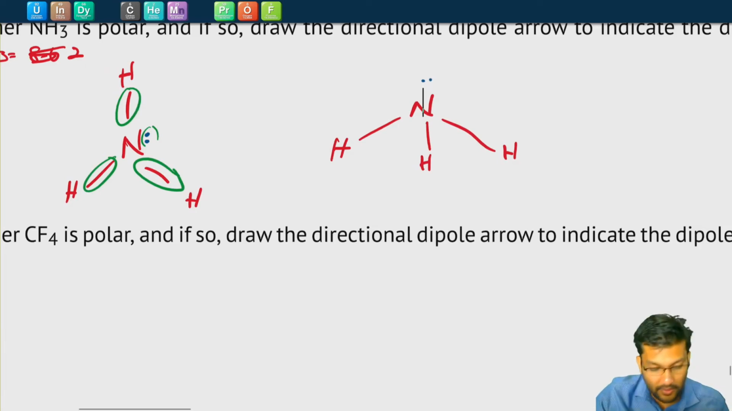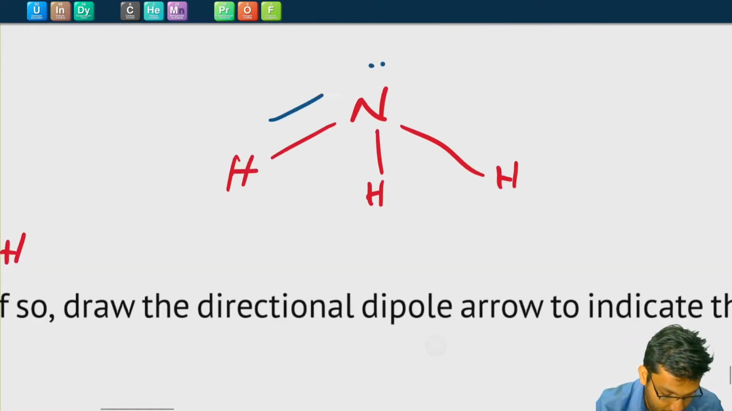Okay, what about polarity? Well, nitrogen is slightly more polar than hydrogen. Nitrogen slightly more polar.